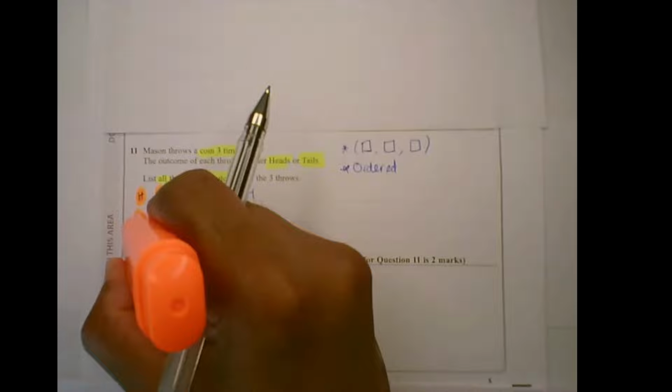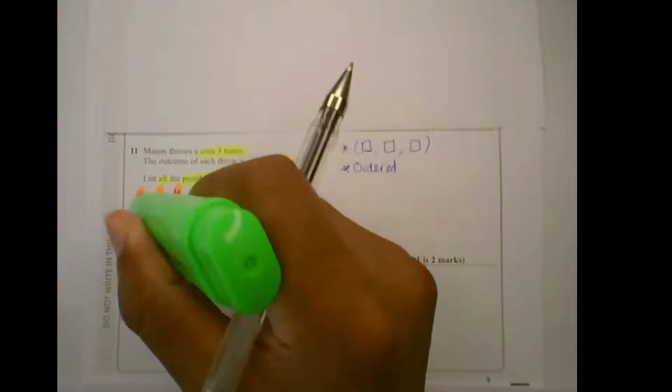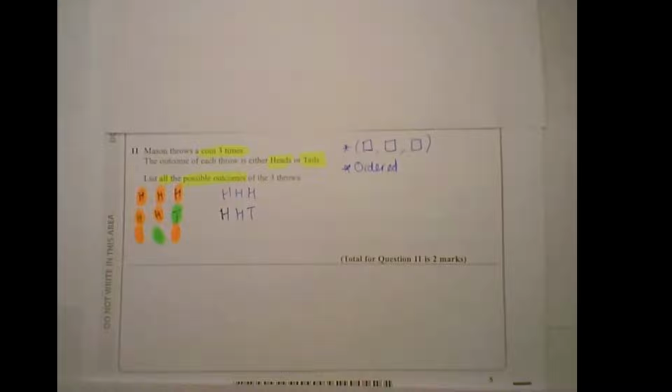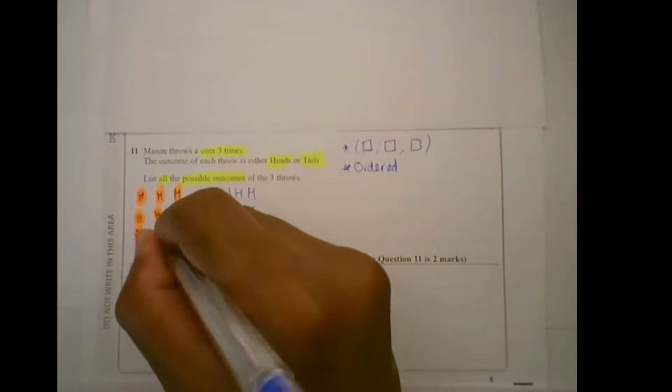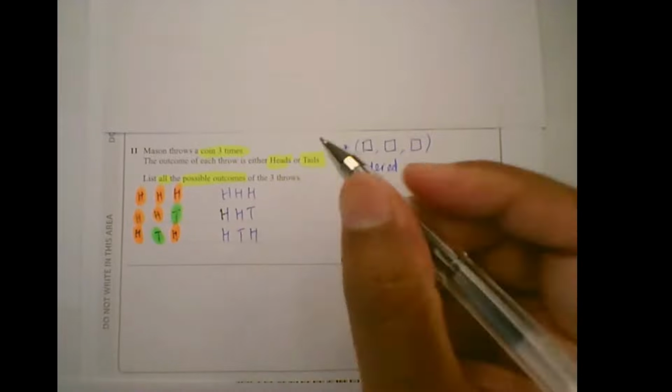Okay, now the next one. So this time round, the first heads is going to stay the same, but this time the middle becomes a tail and the last stays as a head. So I've got head, tail, and head.